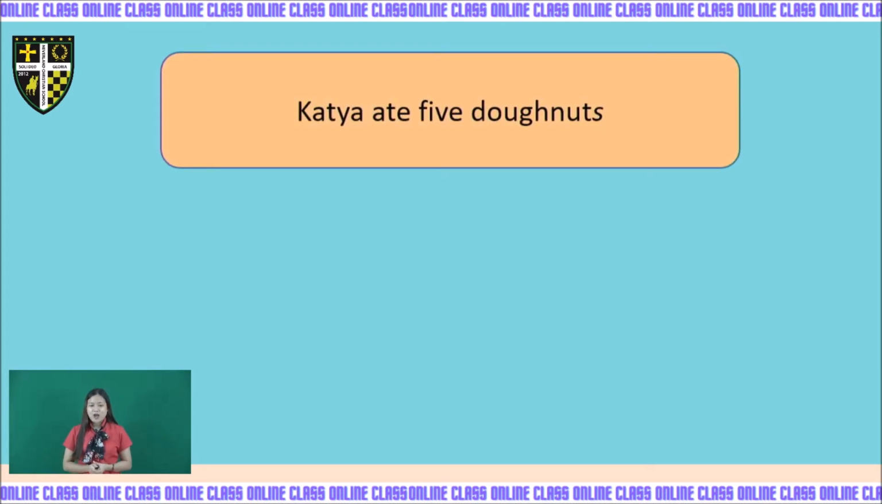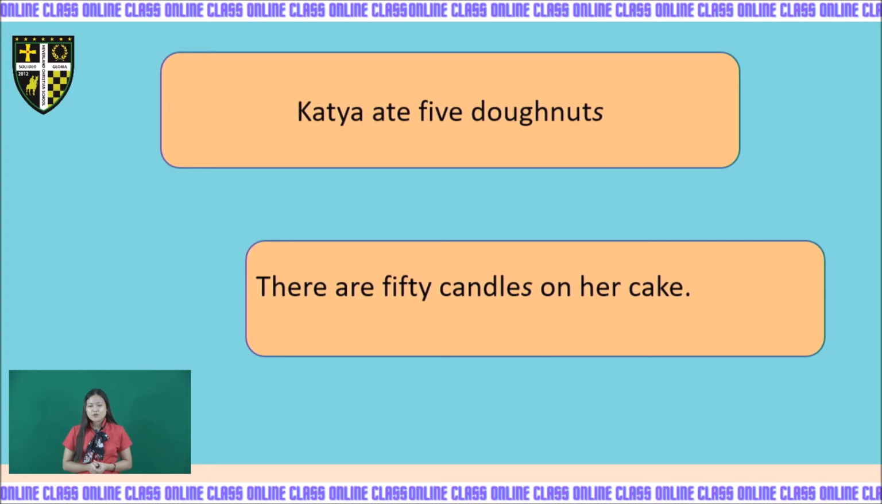Katja ate 5 donuts. Again, Katja ate 5 donuts. The noun in this sentence is donuts, right? So the indicator that it is a count noun is the word 5, okay? Next one, we have, there are 50 candles on her cake. So 50 candles is the indicator that it can be counted individually.